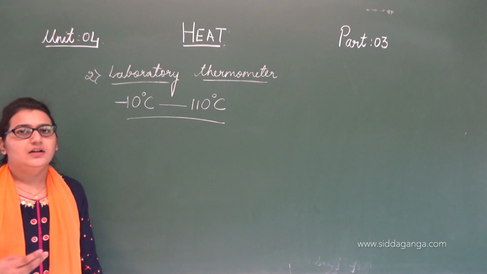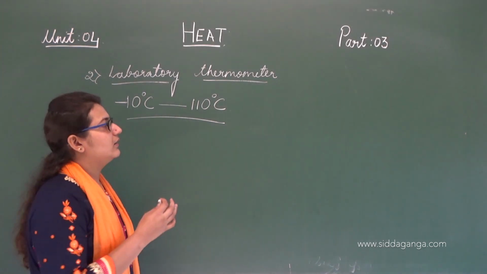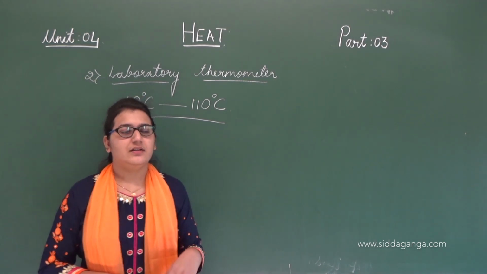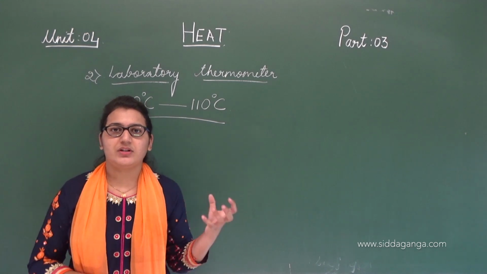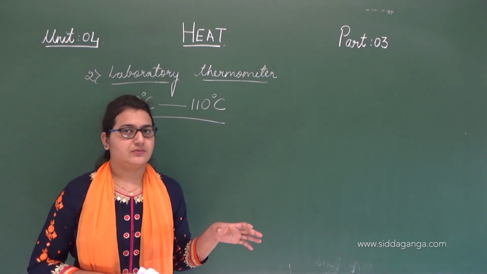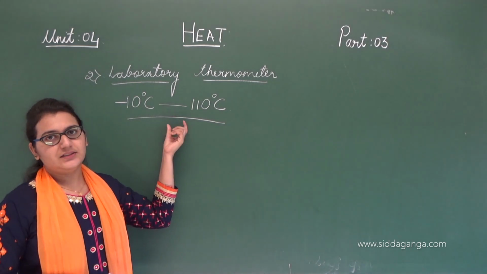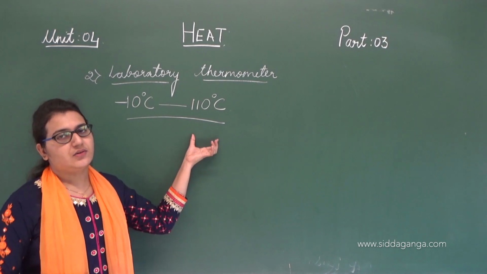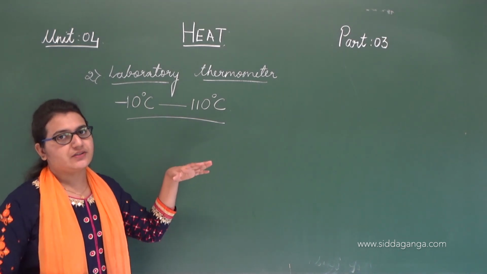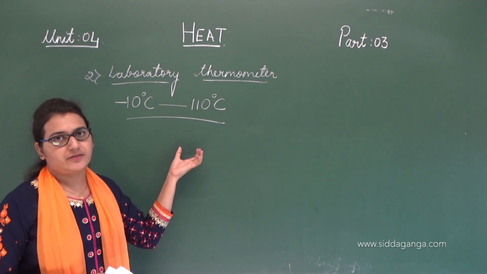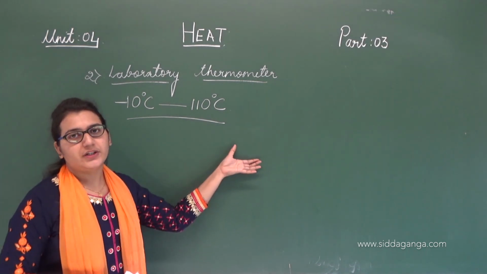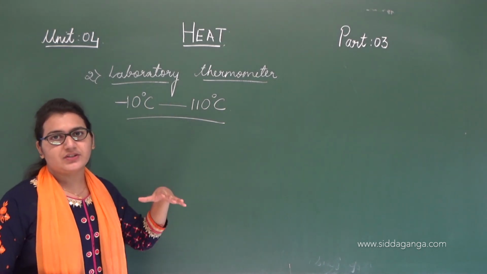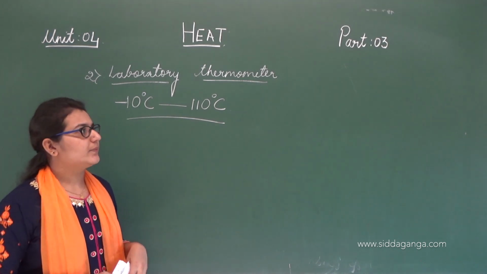Now the question is: the normal body temperature of human beings is 37 degrees Celsius, and the minimum to maximum temperature the human body might get is 35 to 42, which still comes under this range of minus 10 to 110 degrees Celsius. So why can't we use this thermometer itself to measure our temperature?